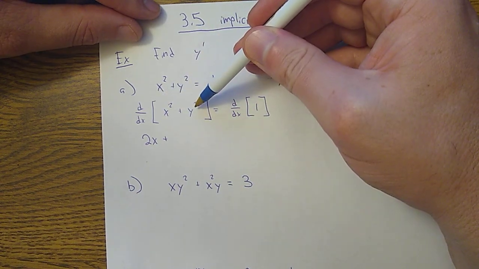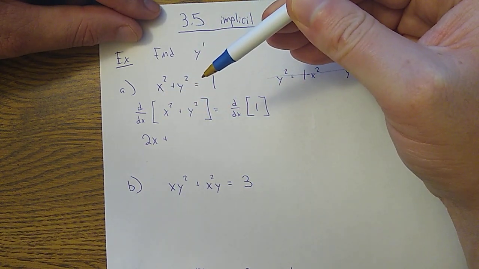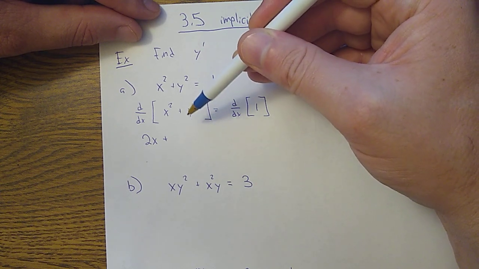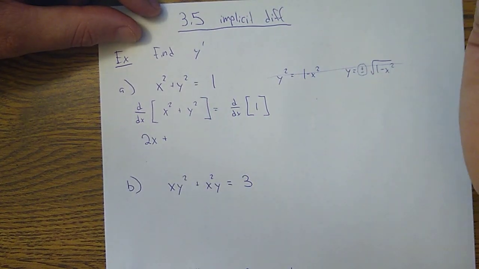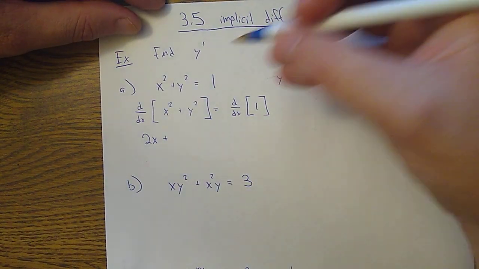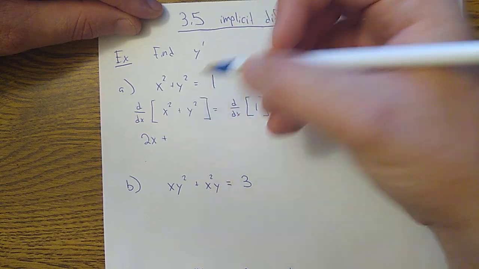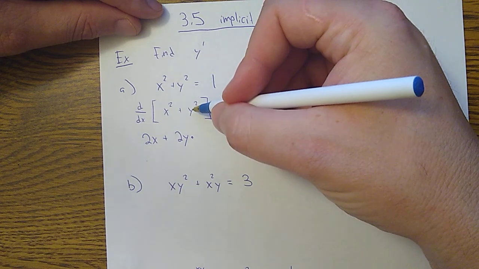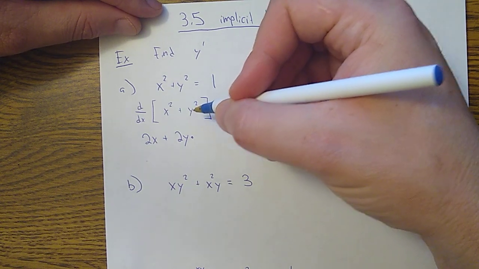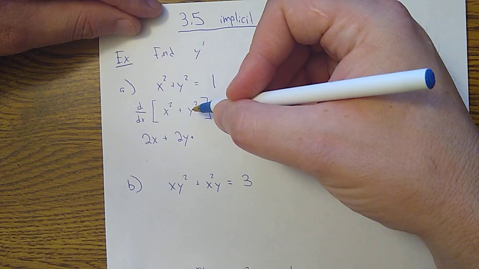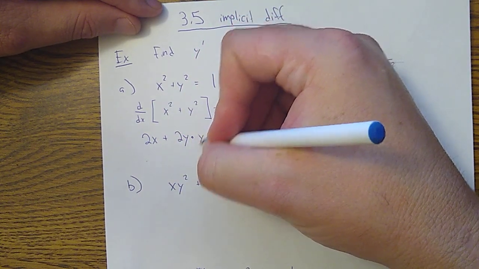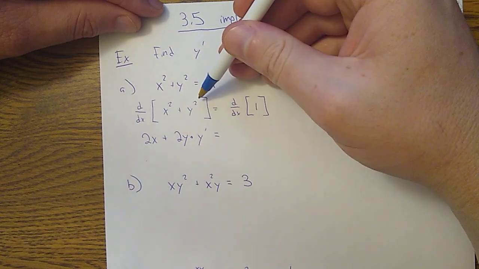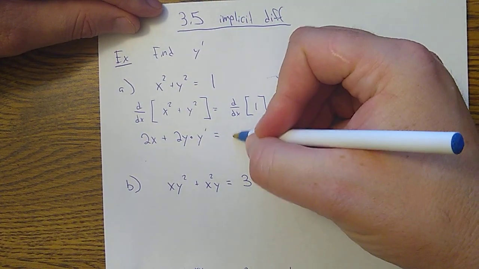Now what happens when I do the derivative of y squared? Keep in mind I'm doing the derivative with respect to x, so the derivative is not just 2y. I have to do something like the chain rule. The derivative of this would be 2y, but for the chain rule, remember you have to multiply by the derivative of the inside. The inside function here is a y, and the derivative of y is y prime. So 2y times y prime. And the derivative of a constant is just 0.